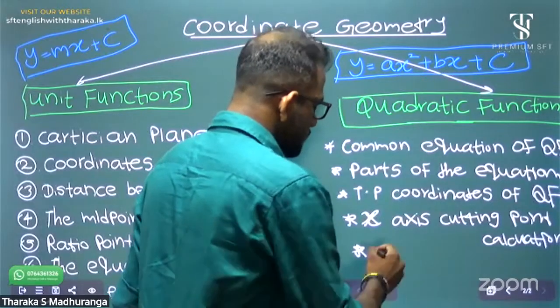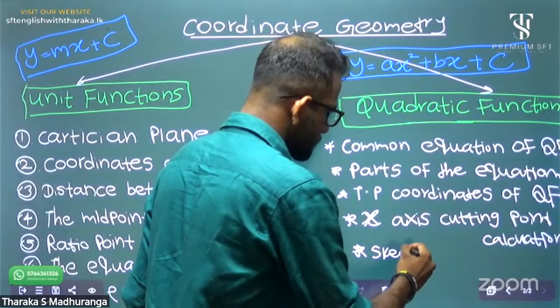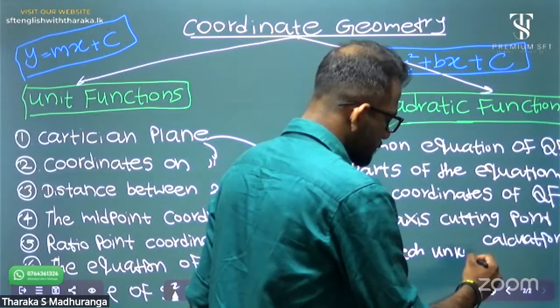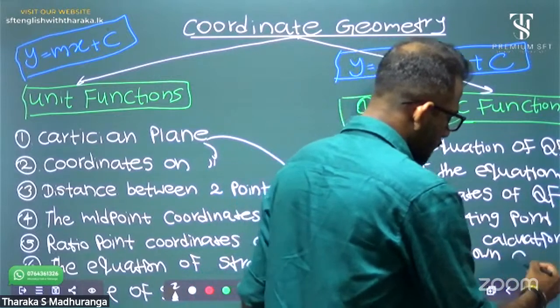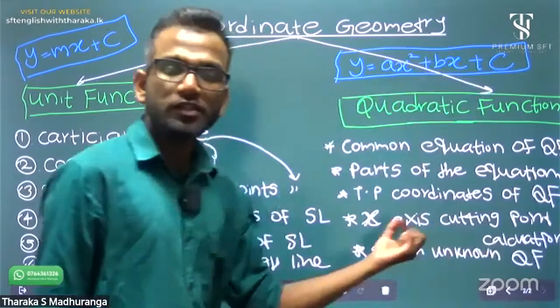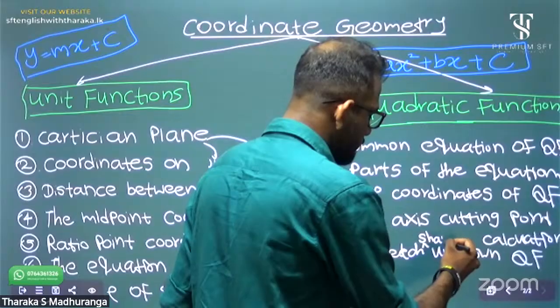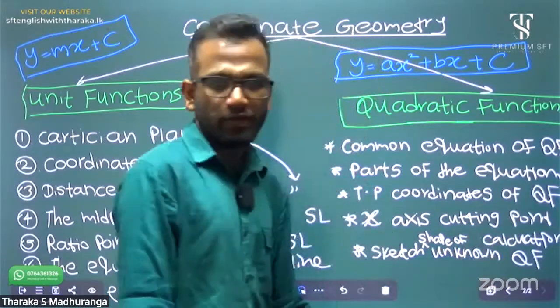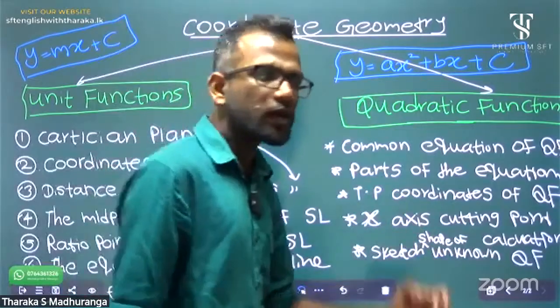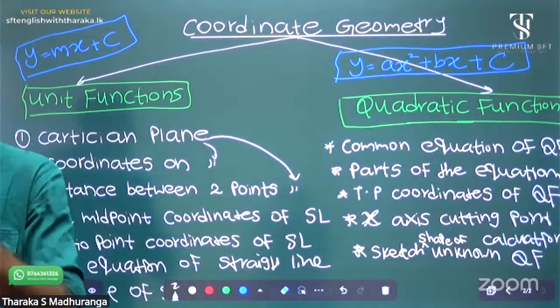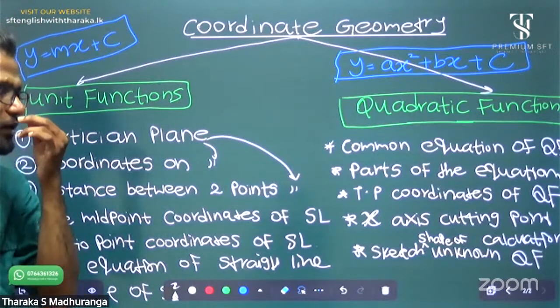Final one, sketch the shape of unknown quadratic function. Okay, that's the final ultimate target of the lesson in quadratic function part. Sketch the shape of unknown quadratic functions.